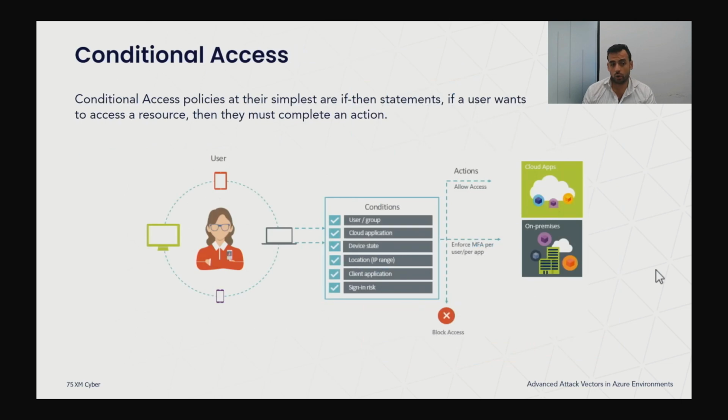Now we have conditional access. At its simplest, it is if-then statements. If a user wants to access a resource, then they must complete an action. For example, a user that wants to access an on-prem machine needs to be enforced by MFA. But if the user wants to access cloud apps, he doesn't need to use any MFA or he doesn't have any restriction.